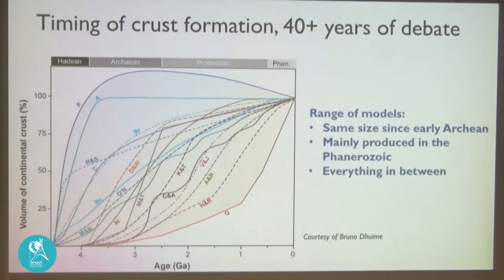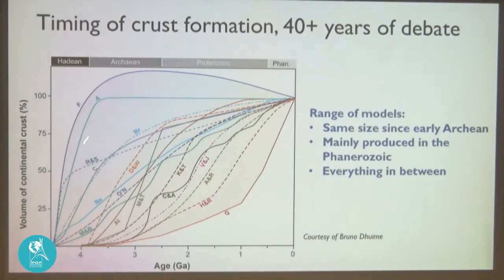So when did the crust form? There was a talk by Bruno Dhuime not long ago who talked about that, but it's just a figure that he gave me that shows, as we go through time, the age of the Earth, from the beginning of Earth history here to present day value here, estimates done by all sorts of people. Initials correspond to papers. All sorts of people estimate the volume of the continental crust at a given time. So we have two extreme types of models.